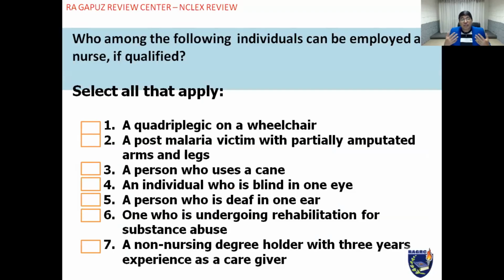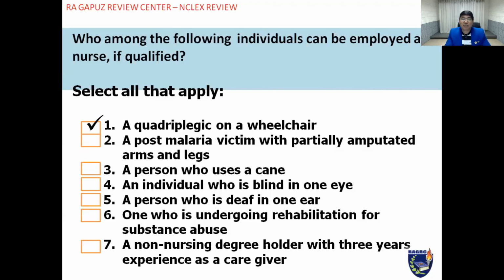Now, having those inspiring stories that we've actually talked about, let's try to answer a question related to this concept. Who among the following individuals can be employed as a nurse if qualified? So let's go through it. A quadriplegic on a wheelchair, yes. And you might be asking, what can a quadriplegic nurse do? Well, they could actually work in a telephone triage center, or facility.